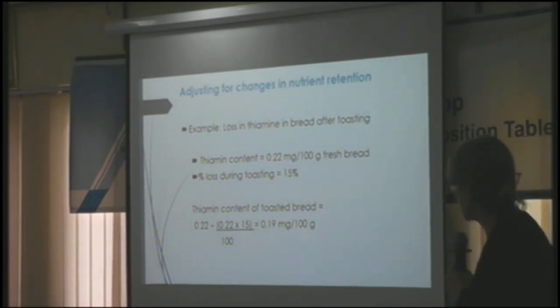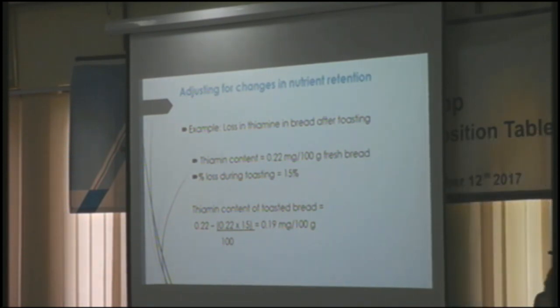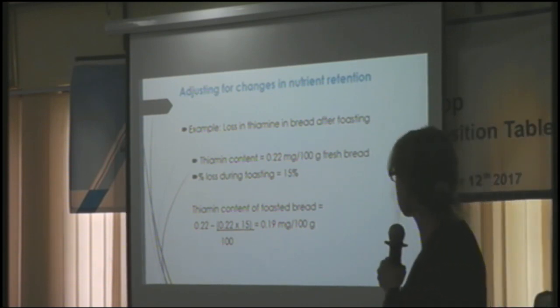And just to give you an example of how you adjust for retention, this is showing you the loss in bread after toasting. So the thiamine content of fresh bread is 0.22 milligrams per 100 gram. There's 15% loss during toasting. So the thiamine content of the toasted bread would be the amount of the original plus the amount that's lost. And so that would give you the actual thiamine content of the bread after it's toasted. So just to give you an example of how the calculation is done.